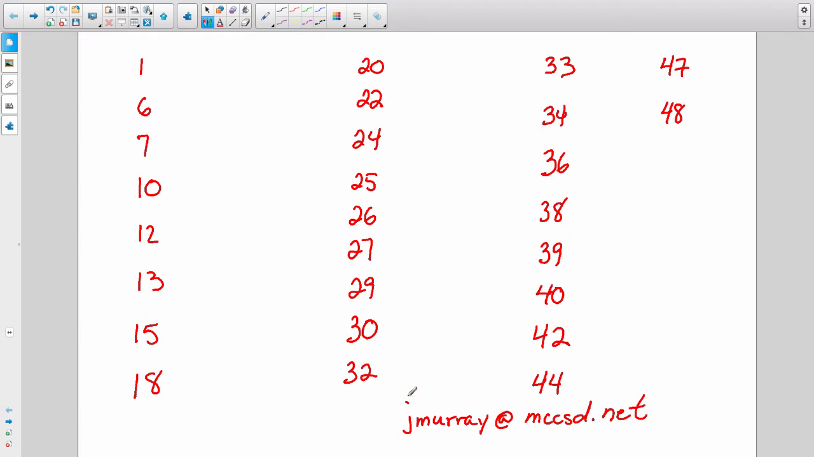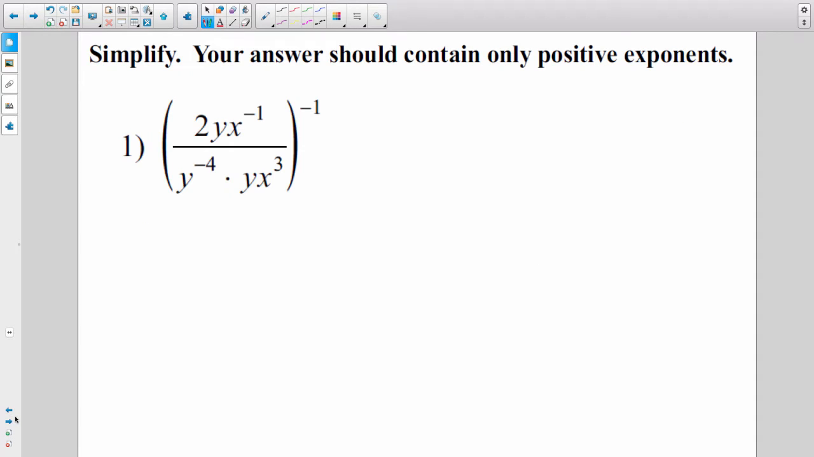Let's take a look at 1. Here's the rule for simplifying exponents. You want to keep them positive. And what I like to do is take care of the power rule first. So first let's do power rules.